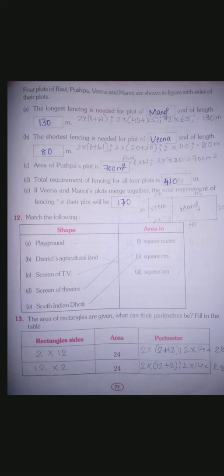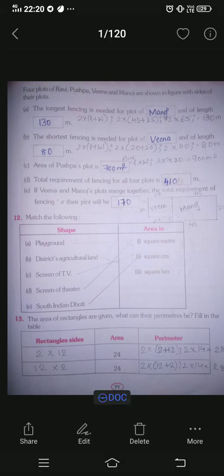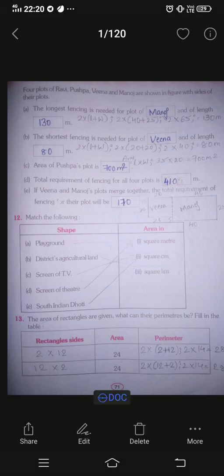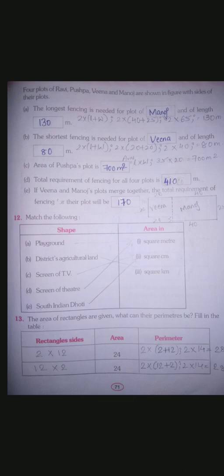So in Pune district there will be a lot of agricultural land, a lot of land which is used for agricultural purposes. That is why the highest measurement will be for the district agricultural land. Here, square centimeter is not logical and square meter is also not logical, but square kilometer is the largest one. So district agriculture's land will be measured in square kilometer.